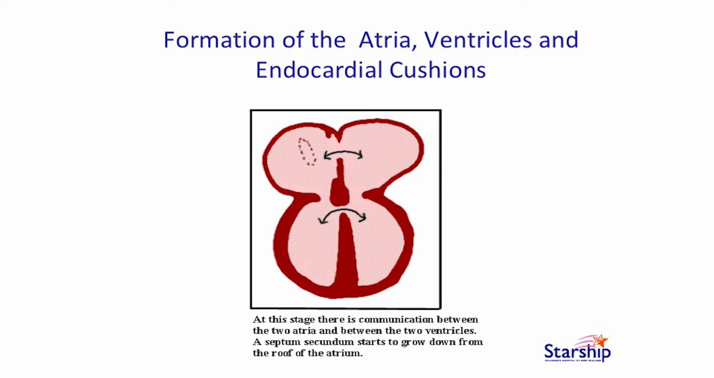But up here, can you see a little second septum? The septum secundum starts to grow down from the roof of the atria. It's just that little nubbin just there starting to grow down. It starts heading towards, and it's on the right of, the original septum primum that broke apart.